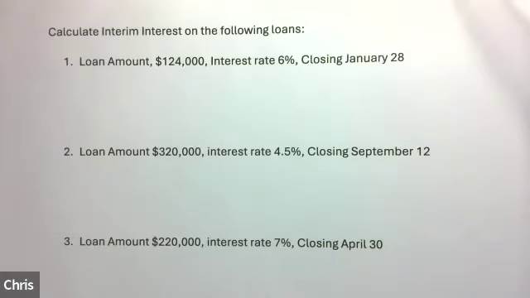Okay, so let me remind you, interim interest is the part at the end of the month that the buyer is paying on his new loan because interest is paid in arrears on the month that he closes. The lender wants to collect the last few days of the month. The lender wants to be paid for every day that the buyer, the borrower, has the money.